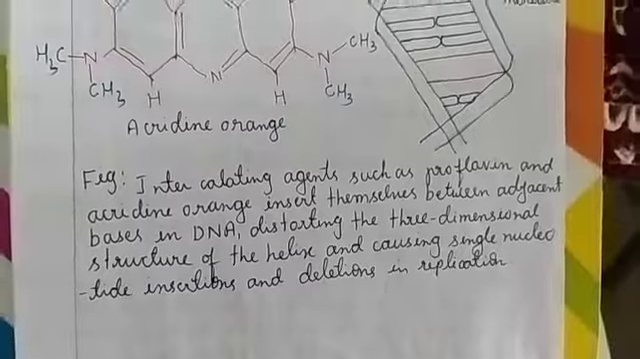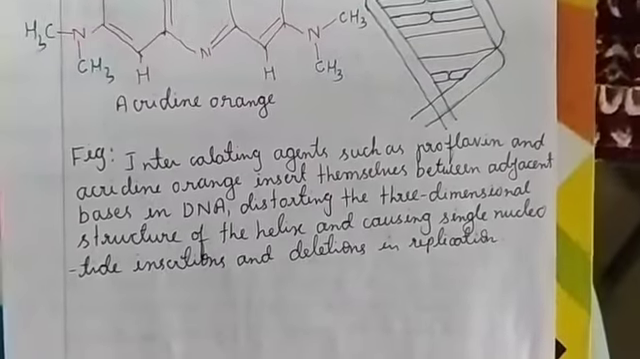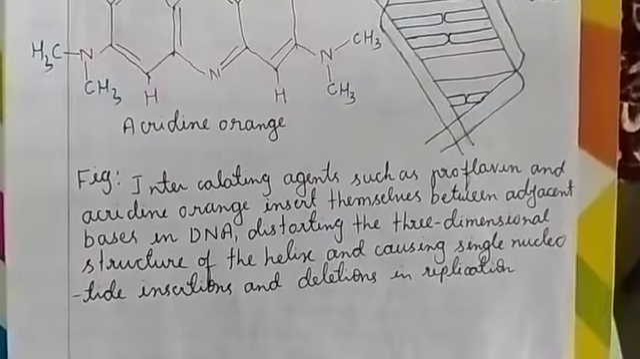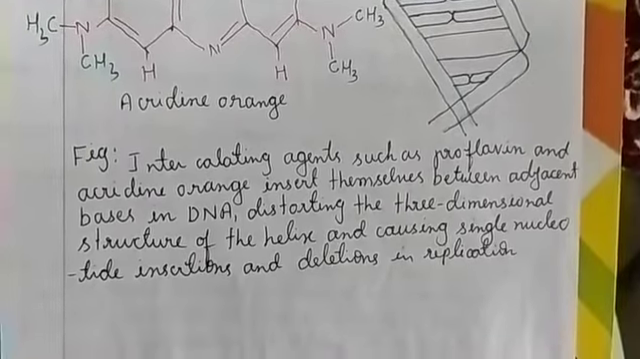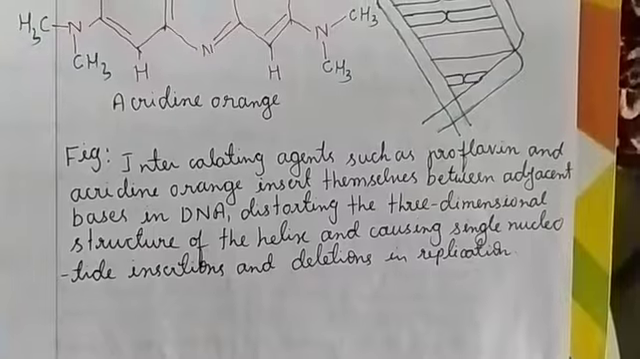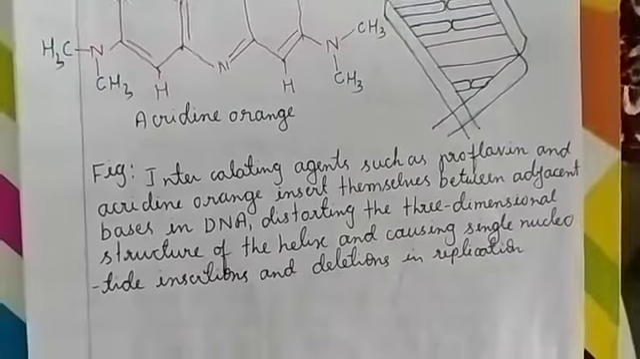Intercalating agents such as proflavin and acridine orange insert themselves between adjacent bases in DNA, distorting the three-dimensional structure of the helix and causing single nucleotide insertions and deletions in replication.